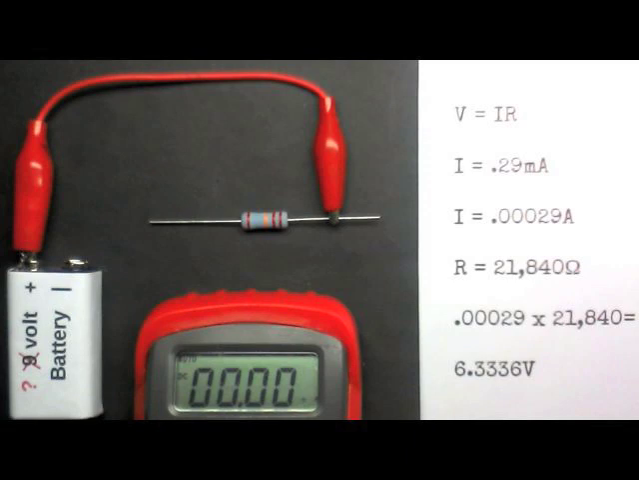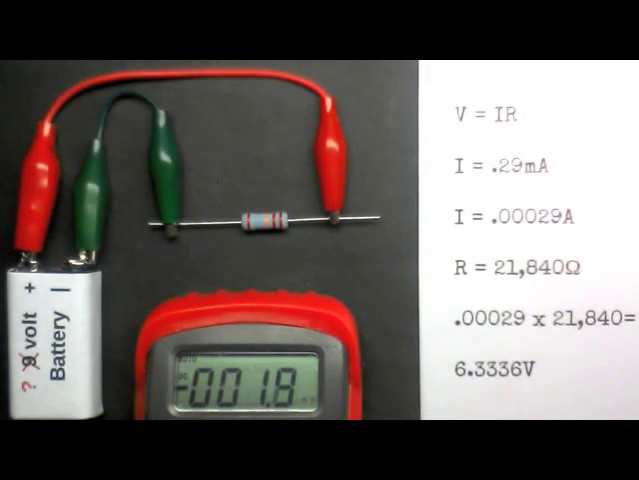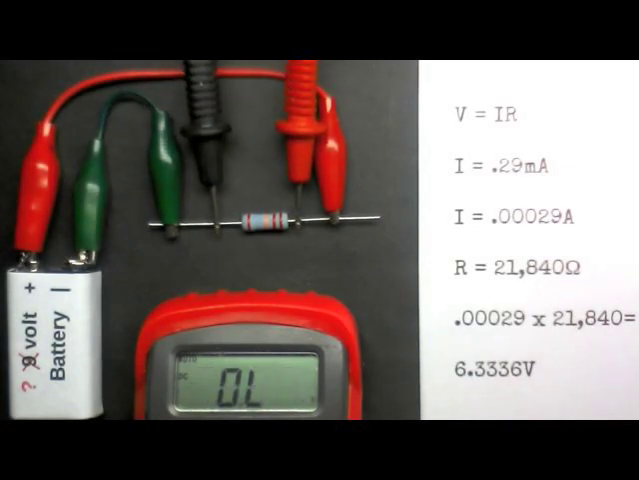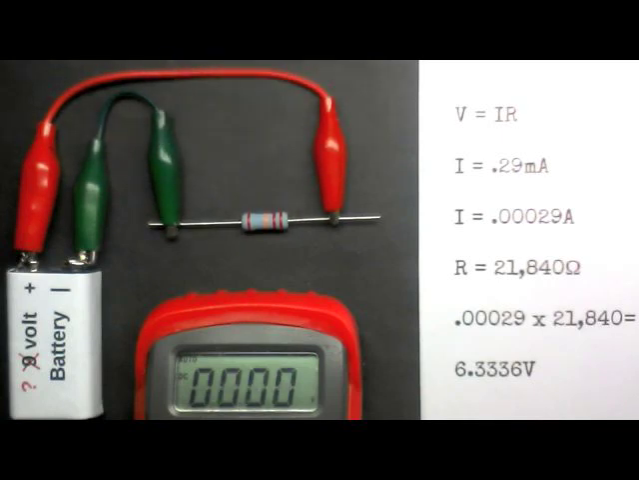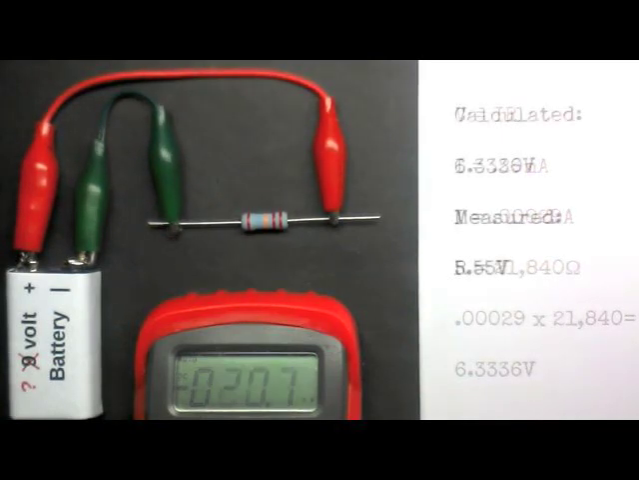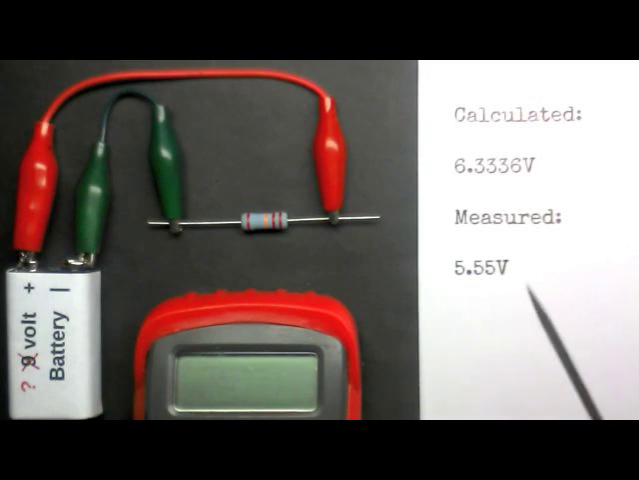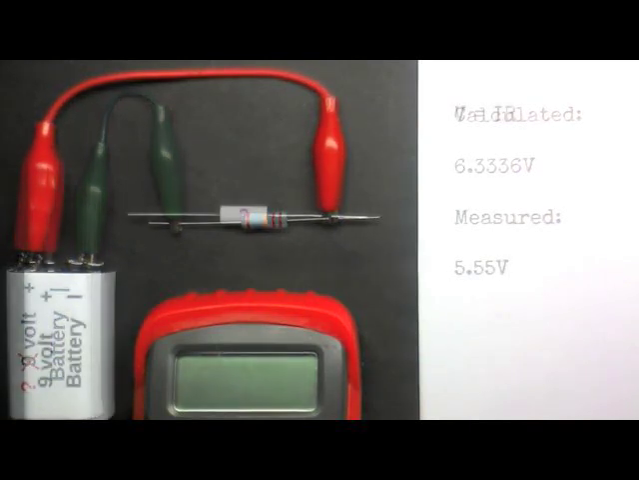We'll put that green jumper back in place. And we have 5.55 volts. We calculated 6.3336 volts, and we measured 5.55 volts. Not as accurate as last time. It's off by more than 12%.